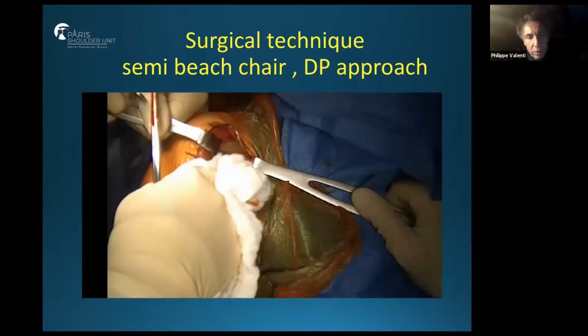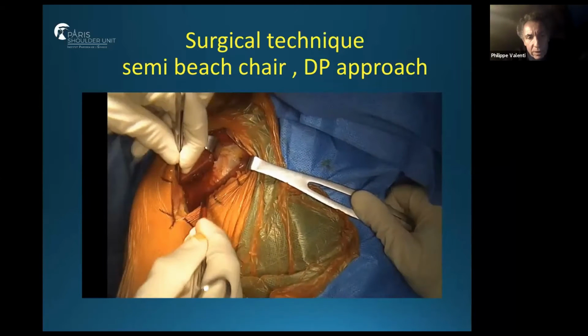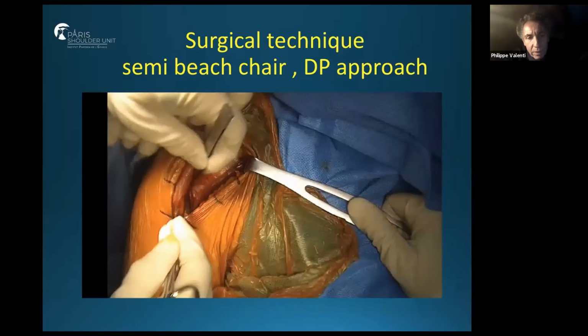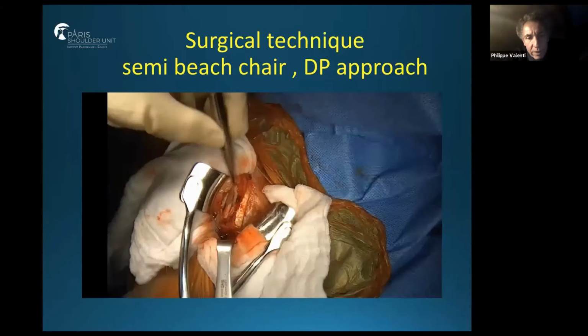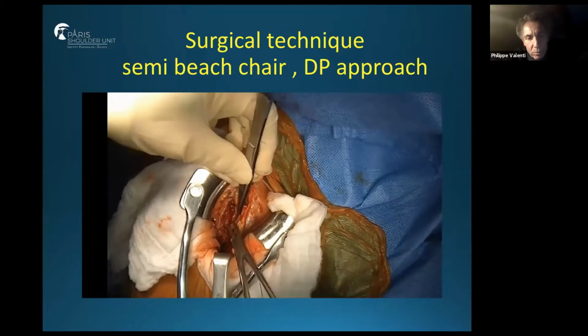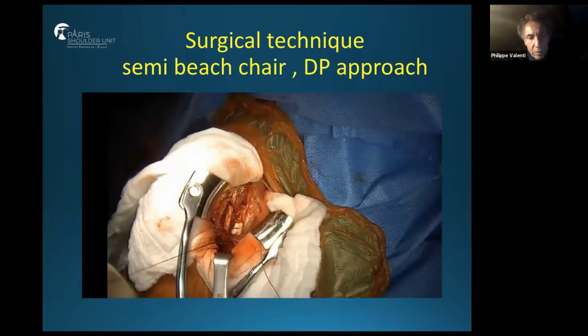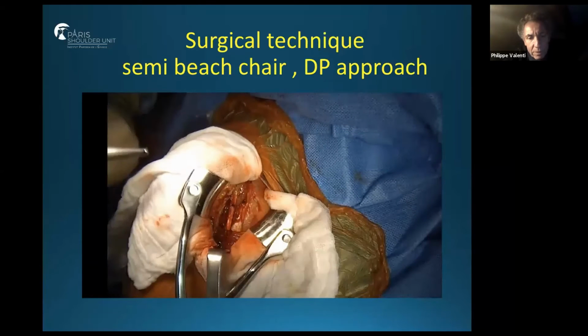So you have to do a good release of the deep part of the deltoid. You have to be careful inferiorly, and after that I protect the deltoid with a compress like that. And my first step is to do a tenodesis of the biceps at the superior part of the pectoralis major. This is the first step.